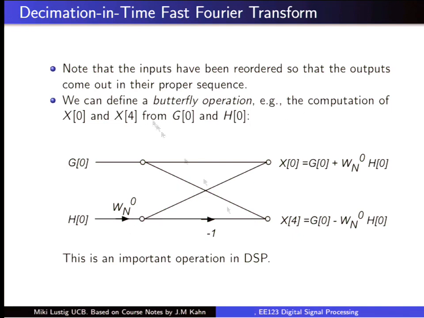So that operation is called a butterfly operation, where you compute something and put a minus here and then a plus here, and then you multiply these together to get a result. This is a really important operation in DSP. It happens over and over and over again, and you'll see that it's going to happen again and again.